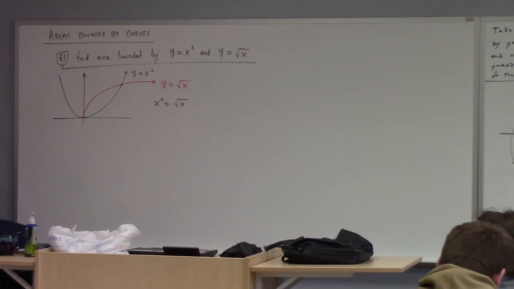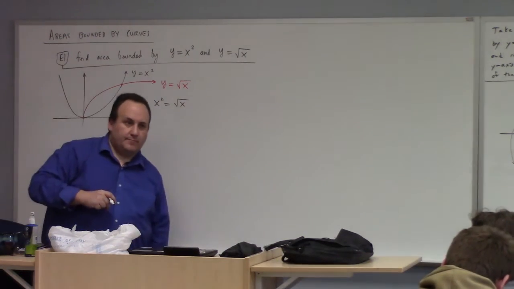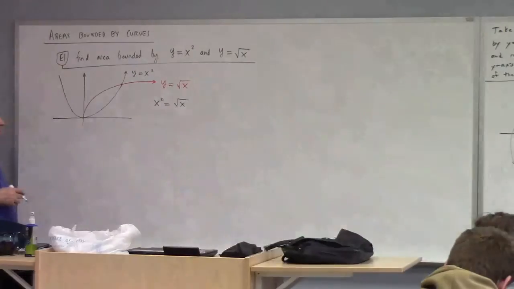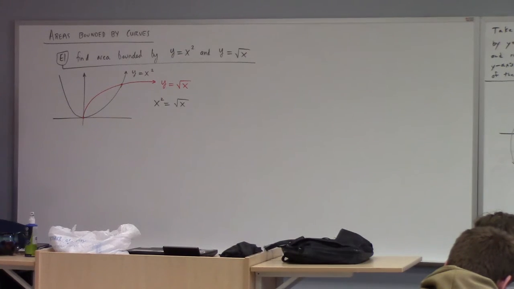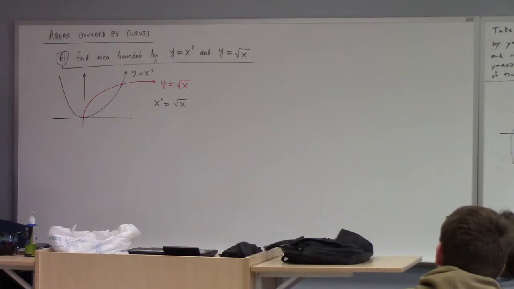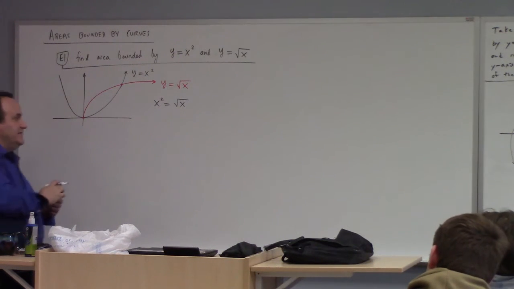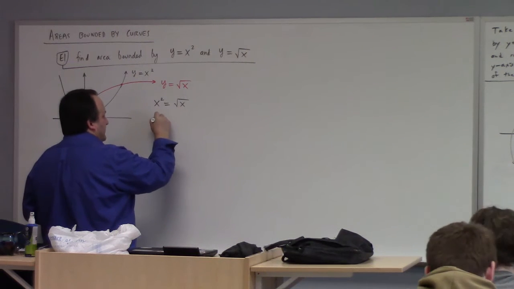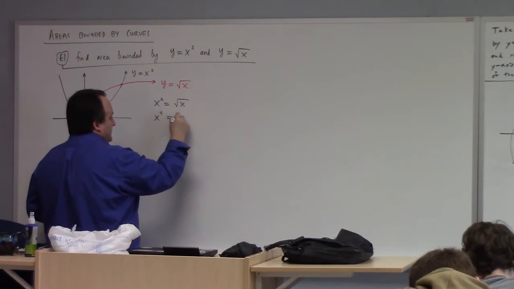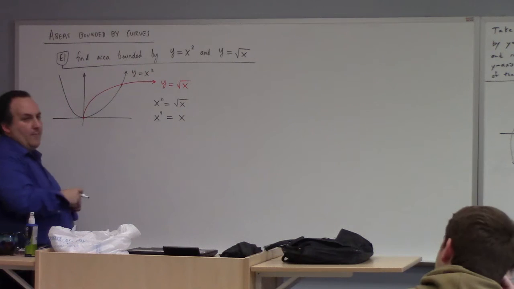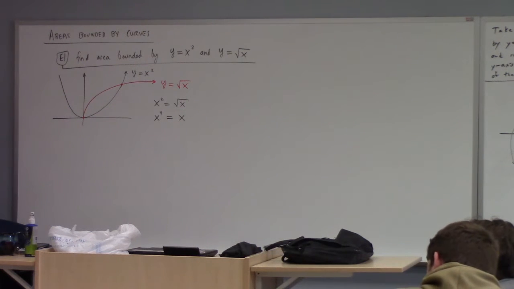Any ideas? How should we solve that? What's the natural enemy of the square root? The square, right? So square both sides. We get x squared squared, which is x to the 4th, equals x, right? And how do you solve a polynomial equation? Well, my advice would be factoring.